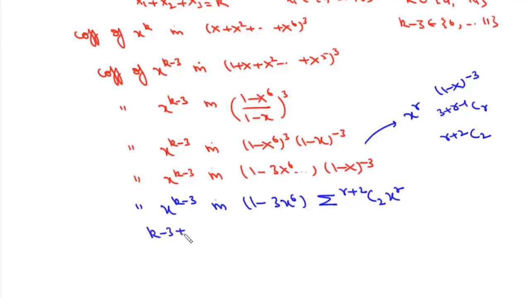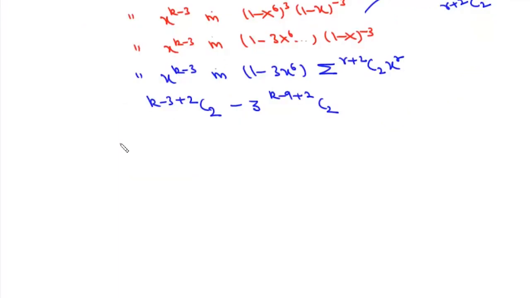k minus 3 plus 2 C 2, and then minus 3 into, now x to the power 6 into x to the power r, so it will be the coefficient of k minus 9. So there will be k minus 9 plus 2 C 2. So the number of ways for the sum to be k will be k minus 1 C 2 minus 3 into k minus 7 C 2 ways.